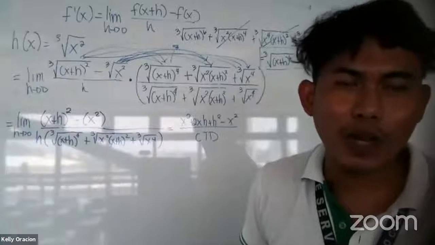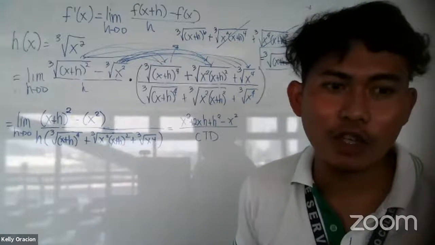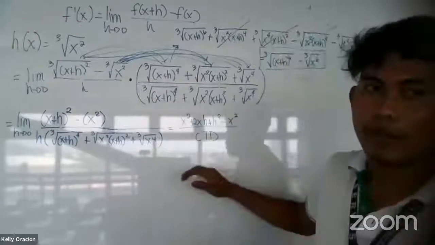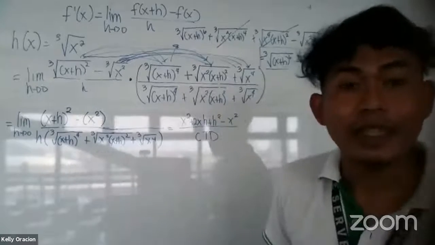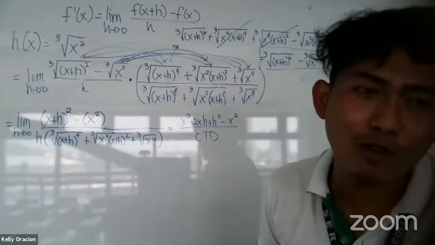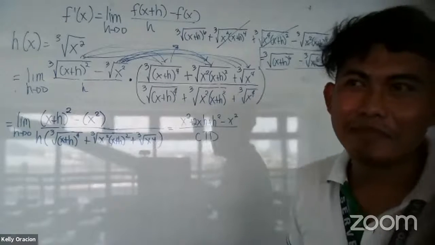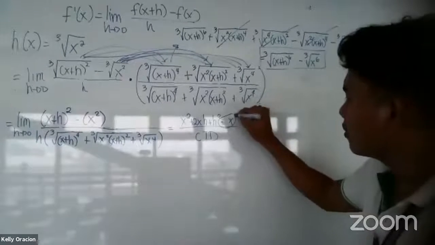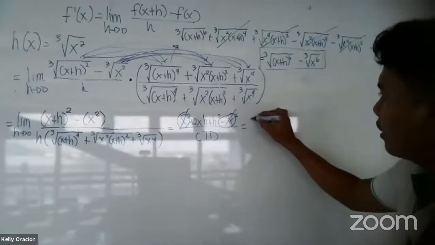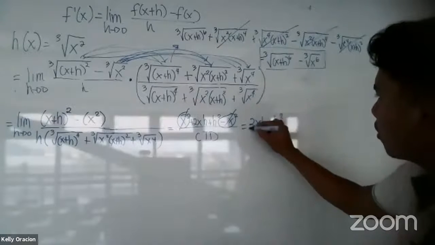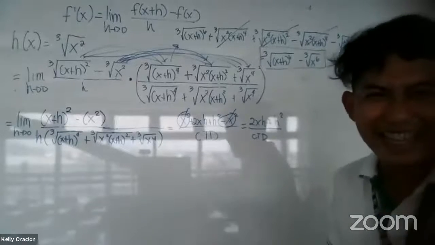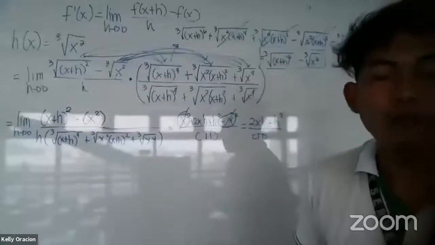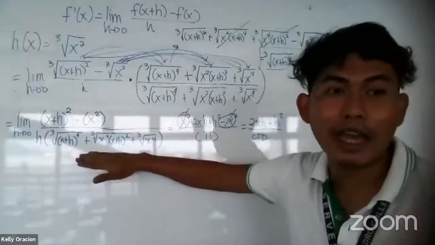Your writing of CTD ends only when you can factor the numerator. I will allow you to write CTD. So cancel this. What is left is 2h plus h squared over CTD. That saves writing. CTD means copy the denominator.